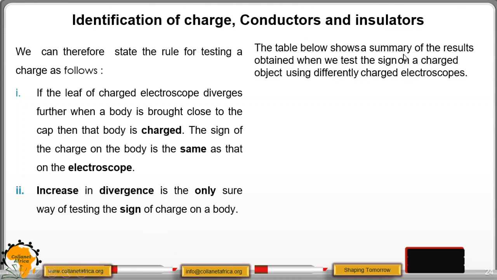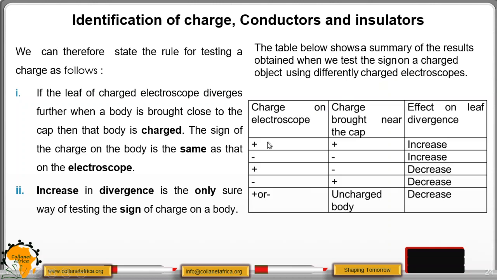The table below shows the summary of the results obtained when we are testing the sign of a charged body. If you have a positively charged electroscope and a rod of positive charges is brought closer, then the leaf divergence increases. The same applies when you have a negatively charged electroscope and a negatively charged rod.